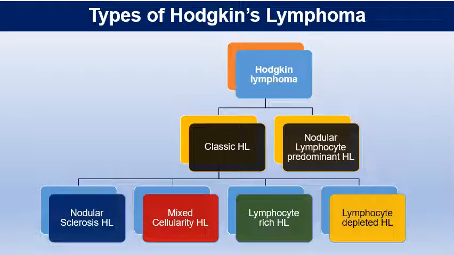We have some different types of Hodgkin lymphoma also. Mainly it is classified into two, known as classic Hodgkin lymphoma and nodular lymphocyte predominant Hodgkin lymphoma. These two are the major classifications. Again, classic Hodgkin lymphoma is divided into four subtypes. Those are nodular sclerosis Hodgkin lymphoma, mixed cellularity Hodgkin lymphoma, lymphocyte rich Hodgkin lymphoma, and lymphocyte depleted Hodgkin lymphoma. These four are the subtypes of classic Hodgkin lymphoma. Let us see one by one.